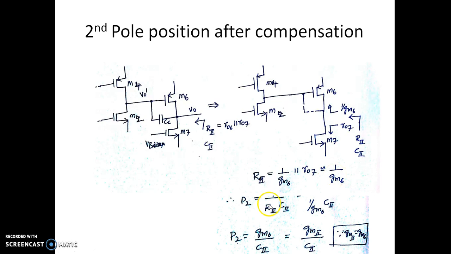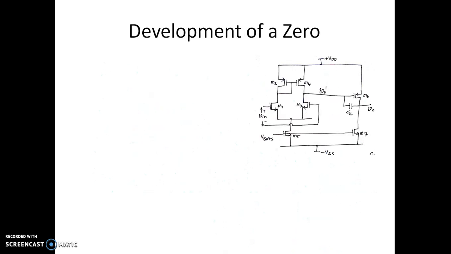So that's why this P2 whatever we are writing, which happens to be 1 over R2 into C2, will now become 1 over 1 over GM6 into C2. So that P2 is now given by GM6 by C2 or GM2 by C2. So this is the pole position after compensation. I can see the poles have actually moved from P2 dash to P2 and P1 dash to P1.